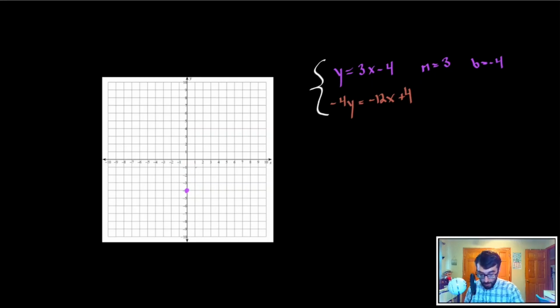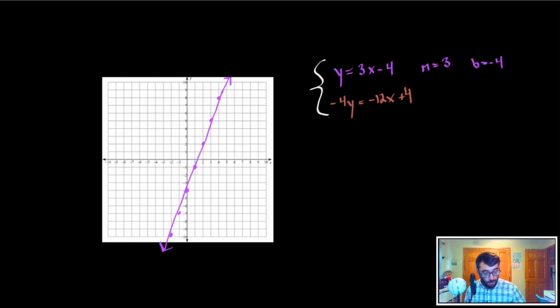So up 3, right 1, up 3, right 1, and so on and so on. And remember, you do want to plot as many points as you possibly can, just to make it as accurate as possible. And now I'm going to go ahead and connect these with a solid line. Okay, there is our one line. Let me extend this a little bit. All right, so there's our one line.